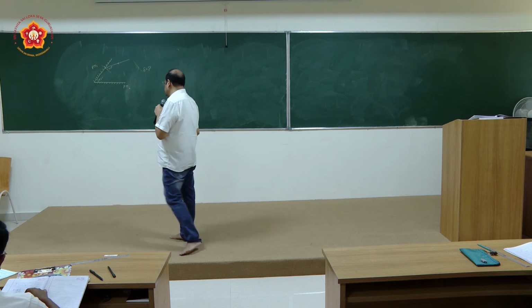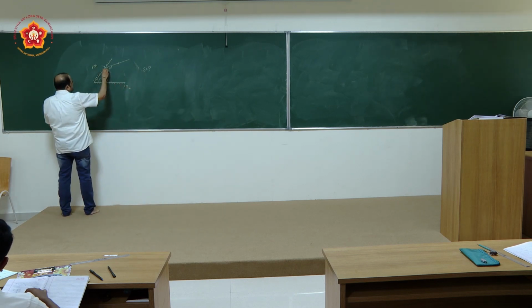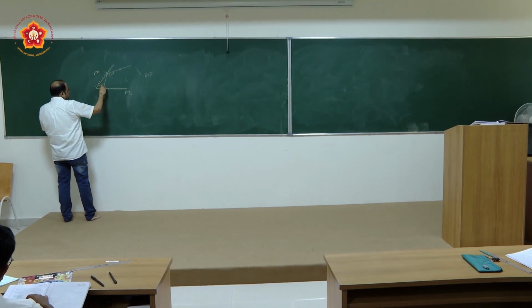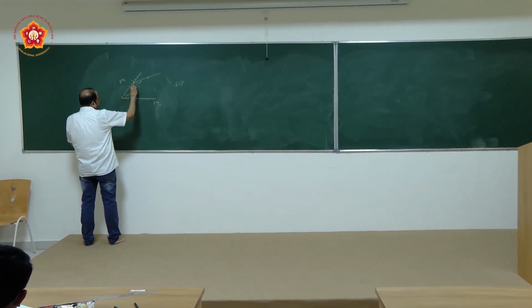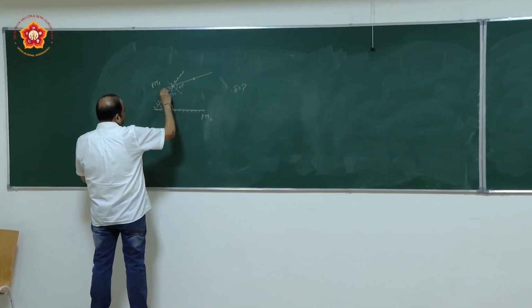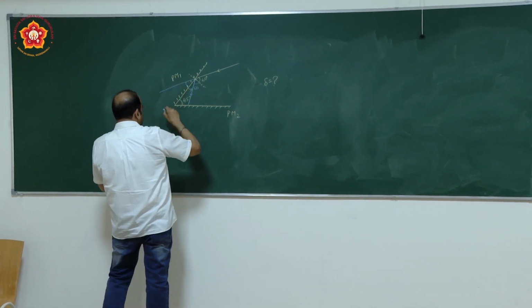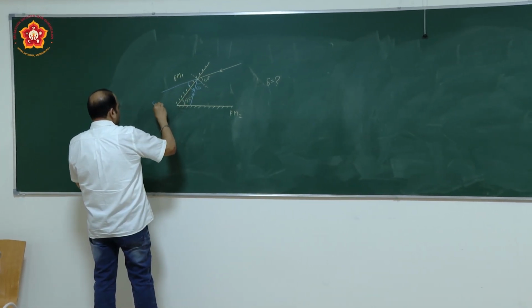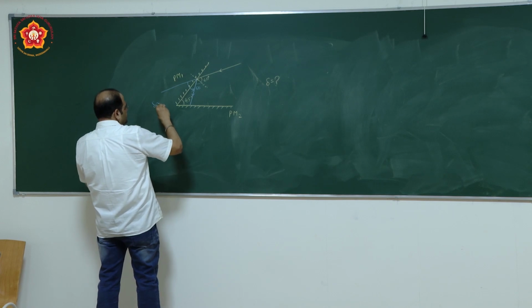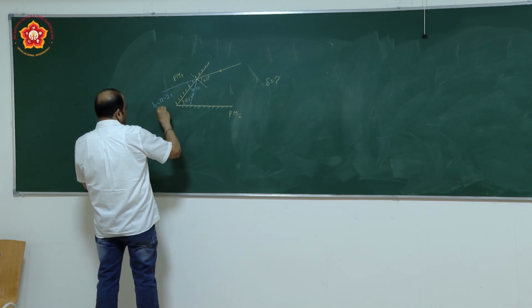So what is happening here? This incident ray will be reflected at an angle of 60 degree at this point. This angle will be 60 degree. The original path would be like this. So this is representing the angle of deviation delta 1. And that delta 1 is equal to, how much will you take? Pi, that is 180 degree, minus twice i. So you will have 180 minus 2 into 60. So this is 60 degree.